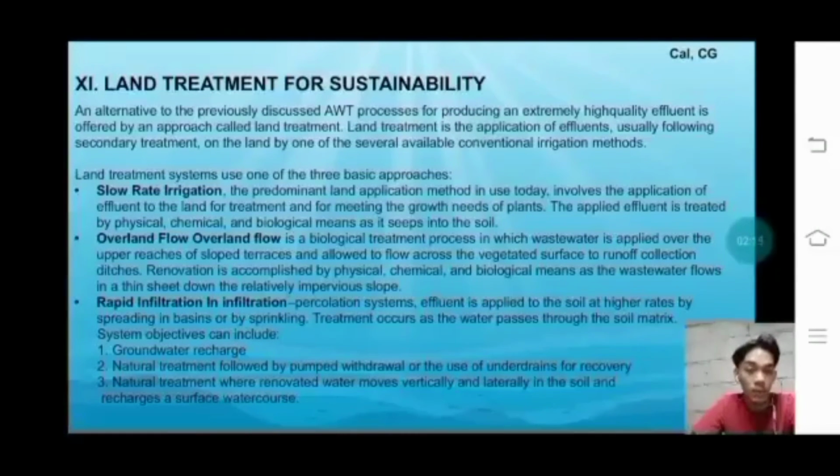System objectives can include 1. Groundwater recharge, 2. Natural treatment followed by pump withdrawal or the use of underdrains for recovery, 3. Natural treatment where renovated water moves vertically and laterally in the soil and recharges a surface water course.